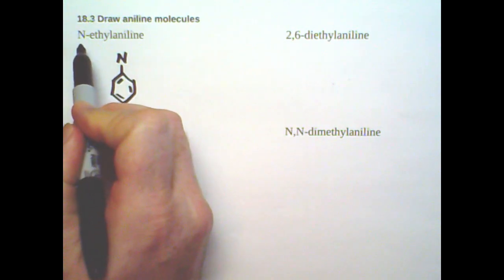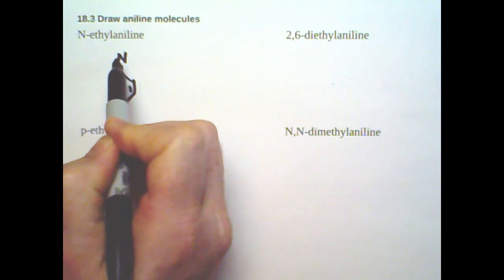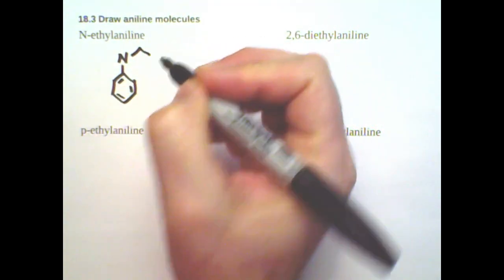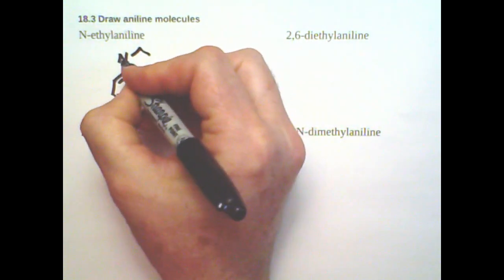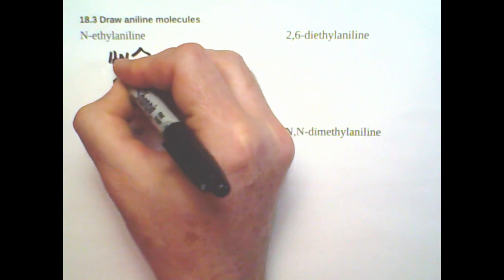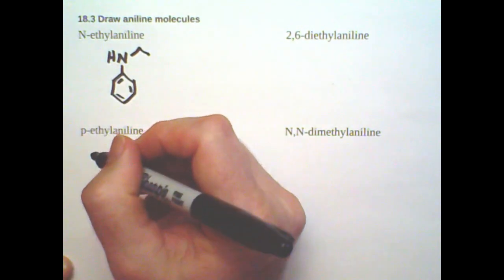The N we've seen before with amides. That tells us that this ethyl group is attached to the nitrogen, not somewhere on the benzene ring. So we attach our ethyl group. We look at our nitrogen and say this just has two things bound to it. So we put on the hydrogen.